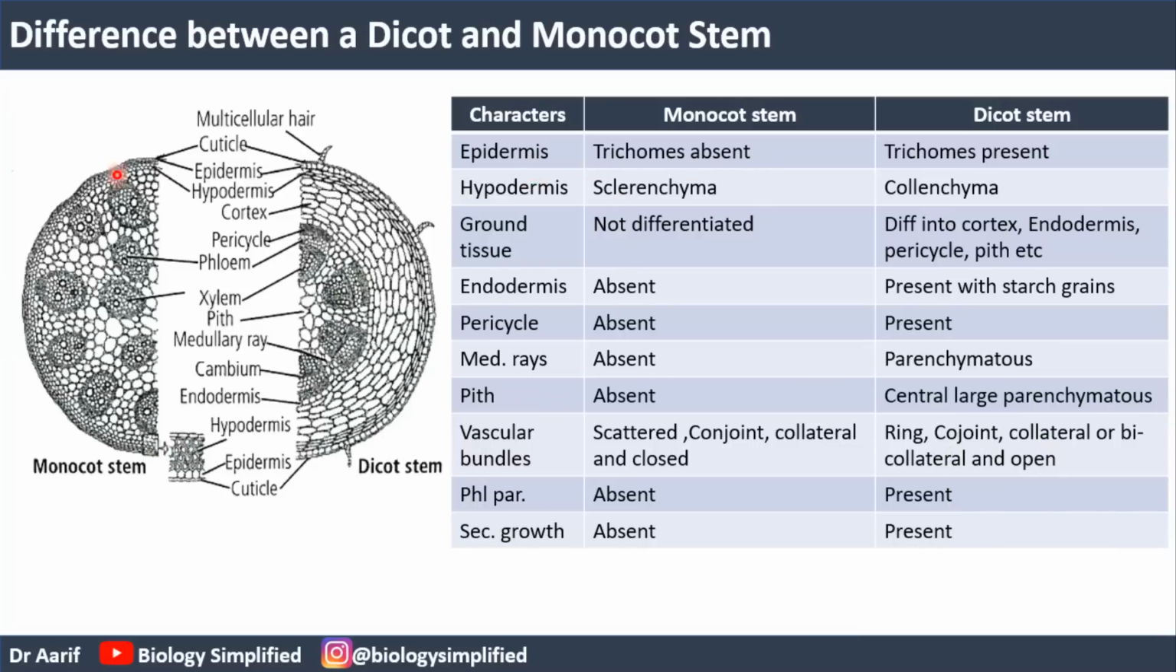Trichomes are absent in the epidermis here; look, there are no trichomes. Trichomes are present here, multicellular. Hypodermis is sclerenchyma here and collenchyma there. Ground tissue in the monocot has no differentiation, the bundles were scattered. Here there is cortex, endodermis, pericycle and pith, all proper. Monocot had nothing. Endodermis is absent here, and here there is a starch sheath.